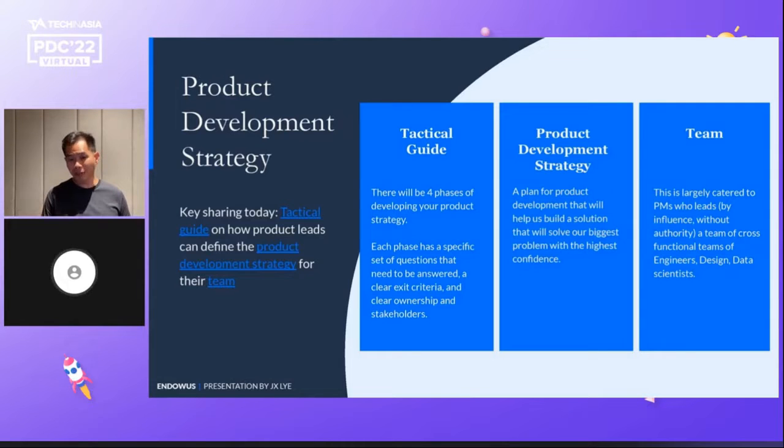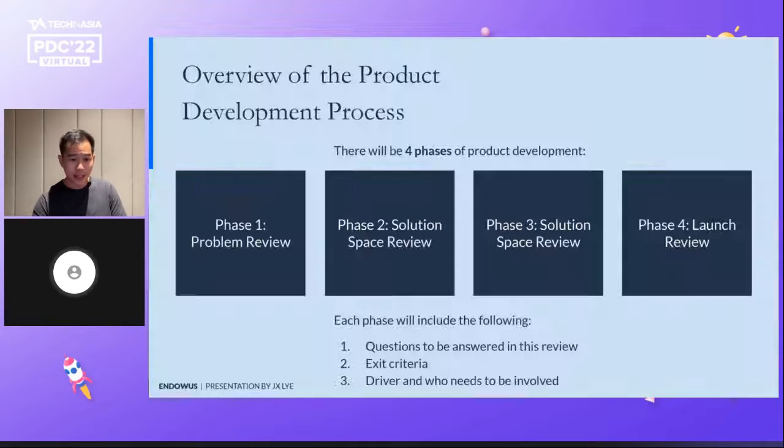And then the third pillar to define is the team. For team, I think this is largely catered to PMs. So shout out to all PMs in the crowd here, and how you can lead by influence and not authority, as we all know, a cross-functional team of engineering, design, and data scientists. And so with that, let's just jump into an overview of the product development process.